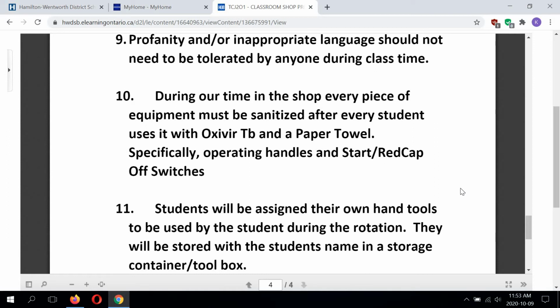So specifically, we're not going to be wiping down the entire machine. We're going to specifically be cleaning operating handles and start red cap off switches, which I'm going to be showing you next week. So basically, whatever you're touching with your hands normally is the only thing that we need to sanitize.